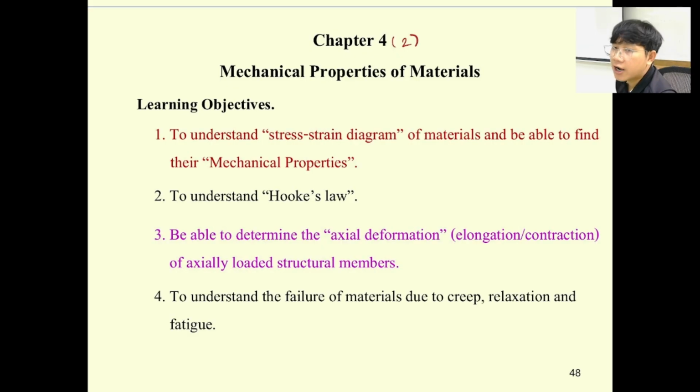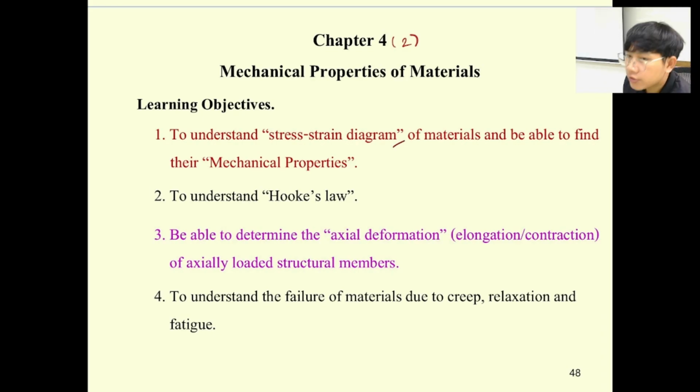The objectives that we have are going to be the same as the previous one. One is the stress strain curve, the second one is Hooke's law, third one the actual deformation, where we're going to talk about the elongation and contraction, and lastly we're going to deep dive into creep, relaxation, and fatigue.